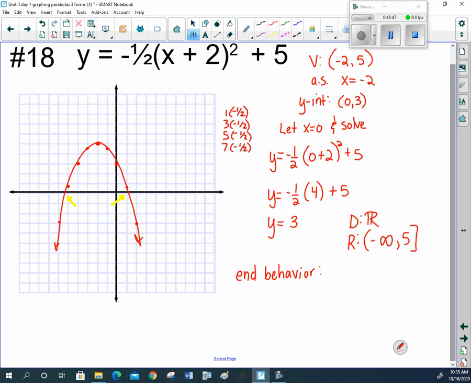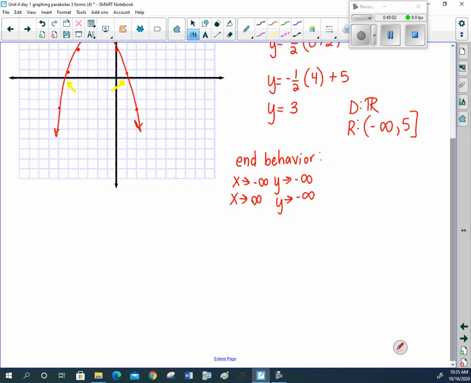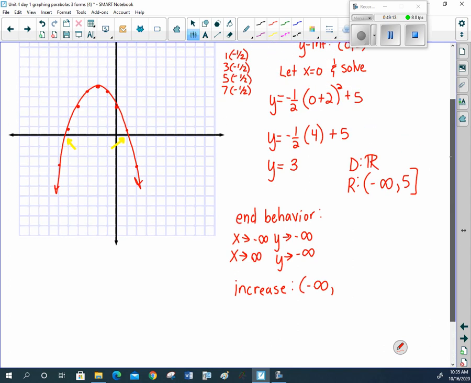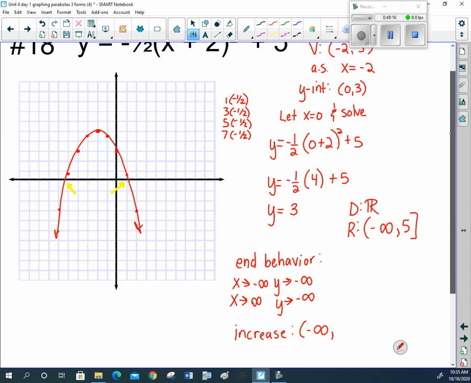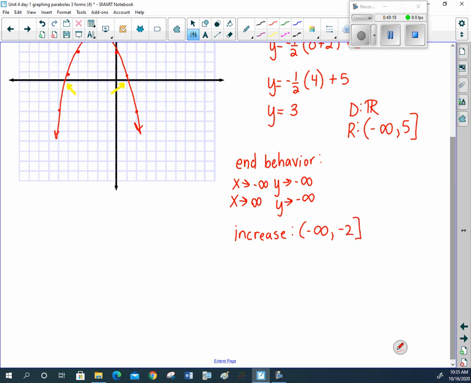It looks like to me both our arrows are pointing down, so as x goes to negative infinity, y goes to negative infinity. And as x goes to positive infinity, y goes to negative infinity. We're pointing down. They're both pointing down. And for the interval of increase, it looks like I'm increasing first from negative infinity to, what was my vertex? It was at negative 2. So negative 2, and then we were decreasing from negative 2 to positive infinity.